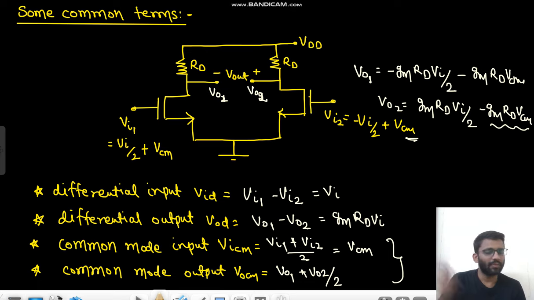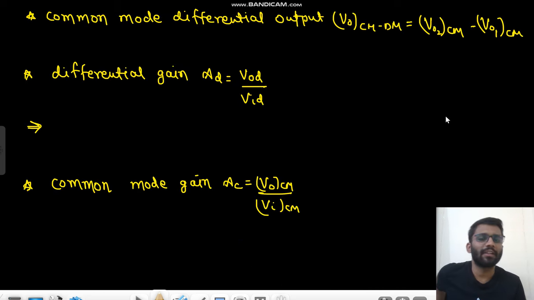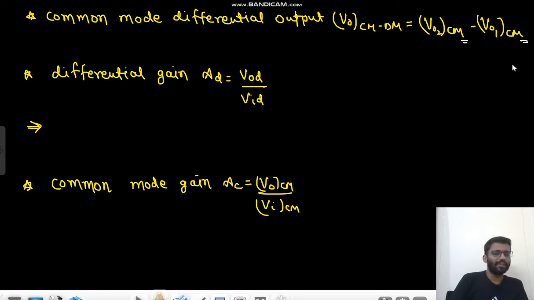So in the previous problem, what did we get there? We applied only VCM at this terminal, we got this output, and we subtracted them. What did we get? Zero. Right? So this is what common mode differential output is: V naught 2 common mode output minus V naught 1 common mode output.